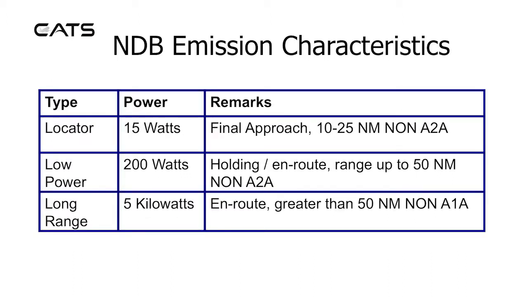NDB emission characteristics. Type, locator, is 15 watts, and these are used on final approach 10 to 25 nautical miles. The example is the non-A2A. Low power, 200 watts, are used for holding and en route for ranges up to 50 nautical miles, also non-A2A. These are the ones that are primarily used in the United Kingdom. Long-range ones are 5 kilowatts. They are used for en route greater than 50 nautical miles and are known as the non-A1A.